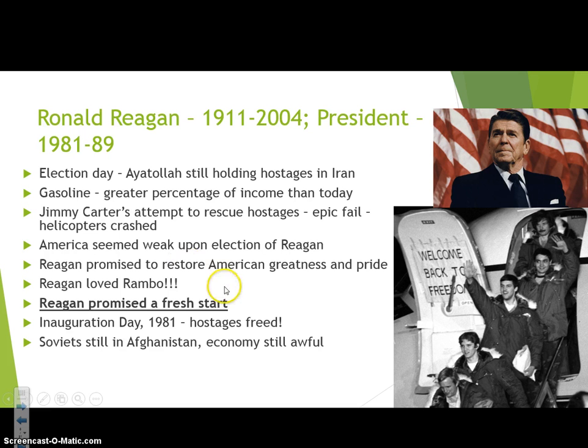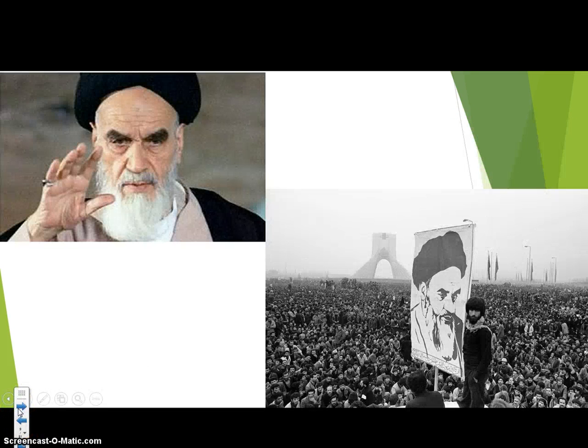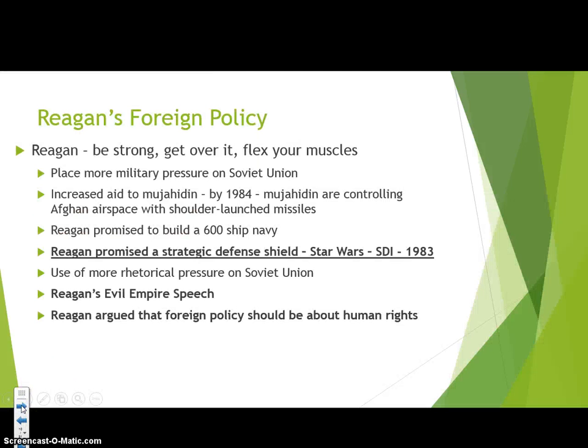So Reagan's going to, again, try to restore American greatness and pride, a fresh start. And what do you know? On his inauguration date, the hostages are released. I mean, what a way to start your presidency, to have the Iranian hostages released. However, still at this time, you have Soviets still in Afghanistan, the economy still awful, something that he's going to deal with. And this is the Ayatollah in Iran. So Reagan's foreign policy is going to deviate a little bit.